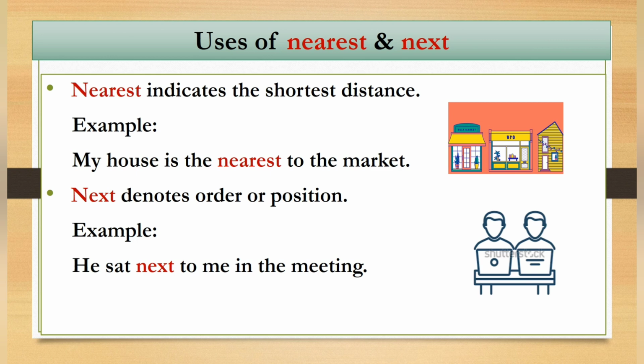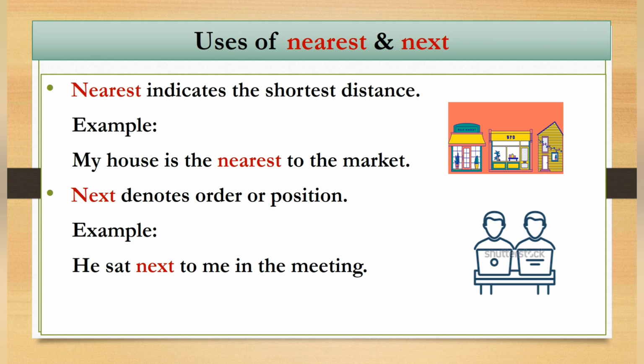Now we will discuss the difference between nearest and next. Nearest is the superlative form of near. It means the closest or shortest distance. Nearest can be used when something is in front of, behind, above, below, or next to something else. Position of the object doesn't matter. Example, my house is the nearest to the market. Some more examples. Feeling very sick, she took a taxi to the nearest hospital. The nearest railway station is 2 kilometers away.